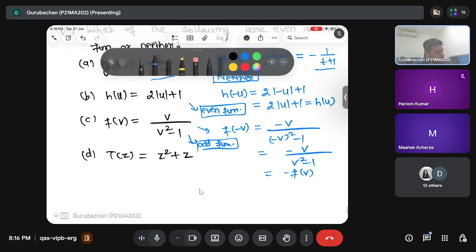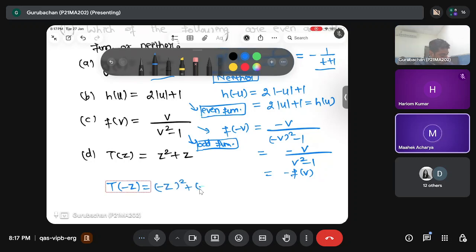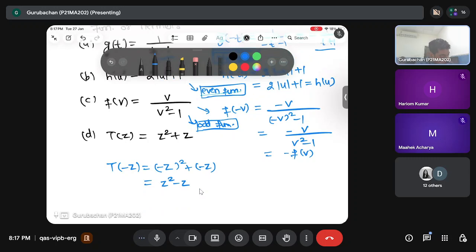Now no one will do, only Mehak you will do. T of minus z. Tell me what will be the output? (Minus z) the whole square plus minus z. So then it will be minus z square is z square. So z square minus z. Neither. Understood? Got it. Understood, sir.